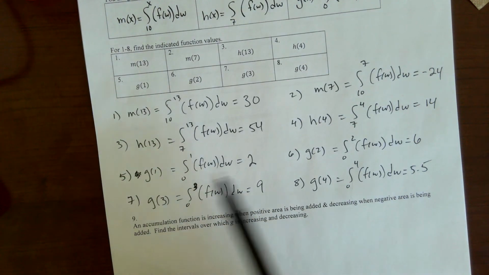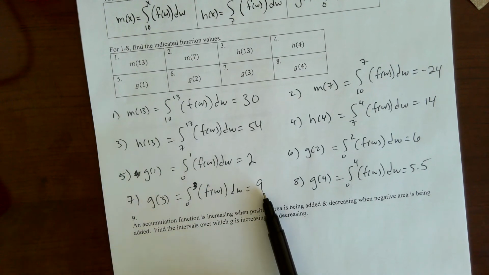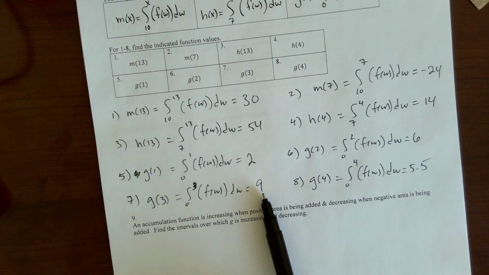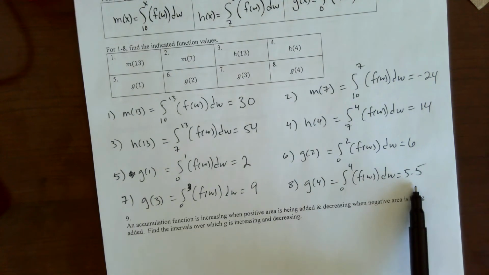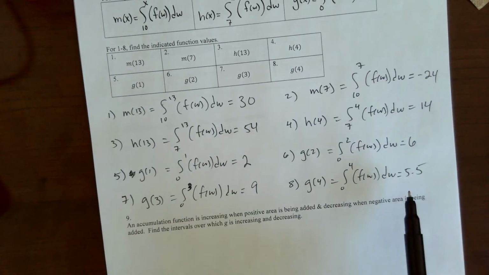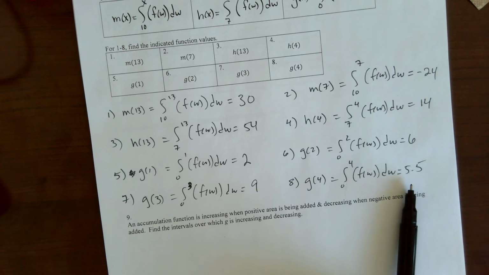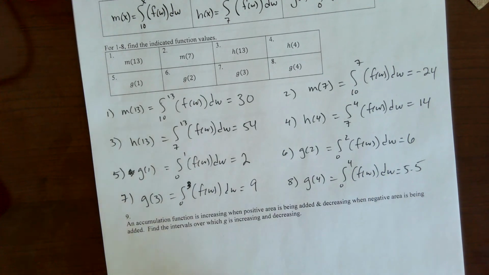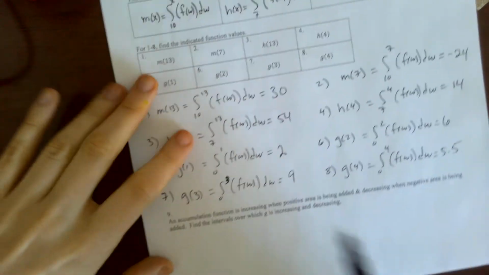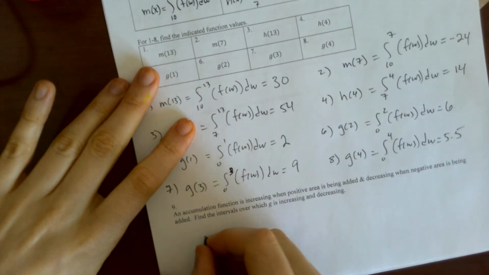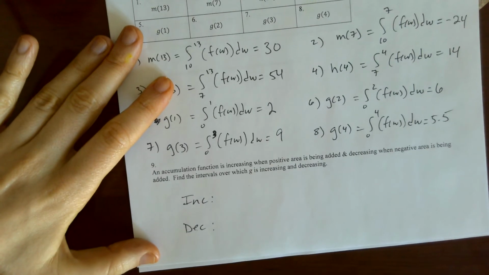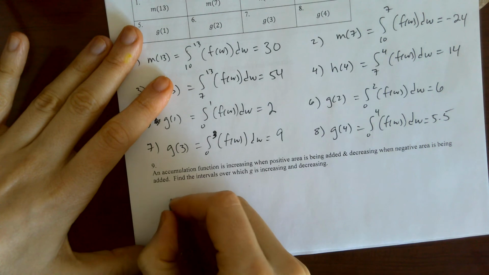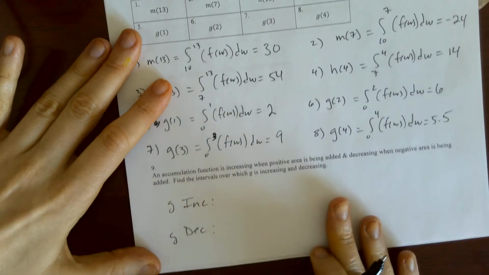So from 1 to 2 to 3, we're accumulating positive area under the curve. So g was increasing, but then look at g of 4. G of 4 is less than g of 3. So at some point, we start accumulating negative area, and therefore g is decreasing. So let me say increasing, decreasing. I'll go like that. Okay, so g increasing, g decreasing.